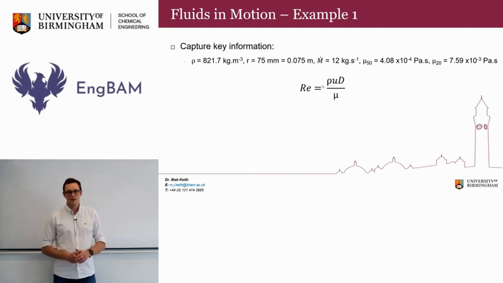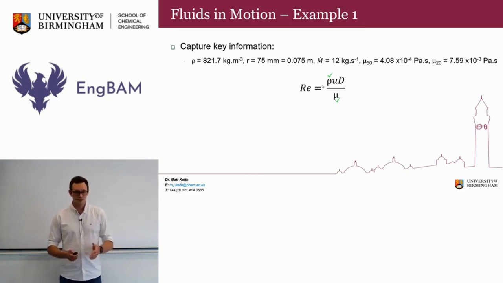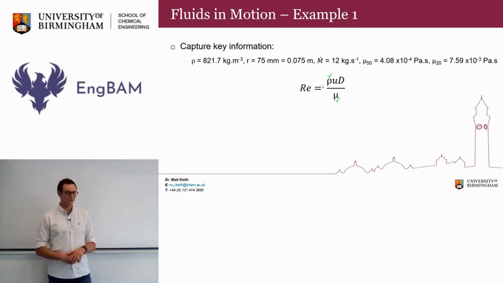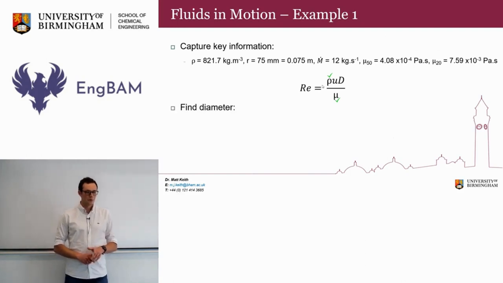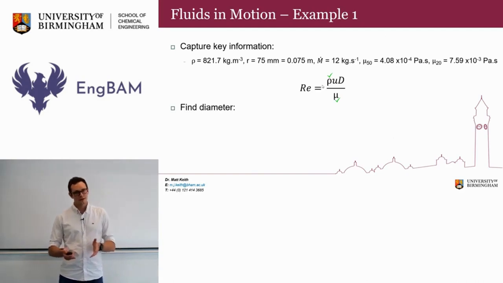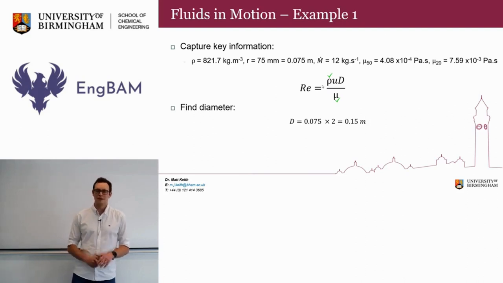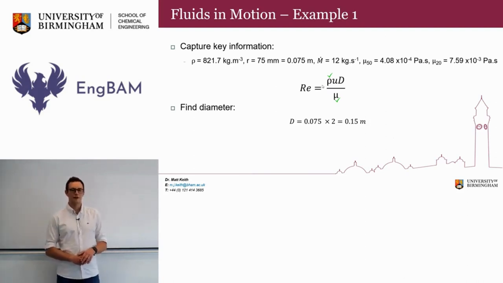We also have our equation for Reynolds number, which we use to characterize whether a flow is laminar or turbulent. We have our density in kilograms per meters cubed, so that's good. We have our viscosity in Pascal seconds, so that's good as well. We find diameter. Well, we have the radius, and we know that radius is half the diameter. So all we have to do is multiply our radius by 2, and we get the diameter of 0.15 meters.